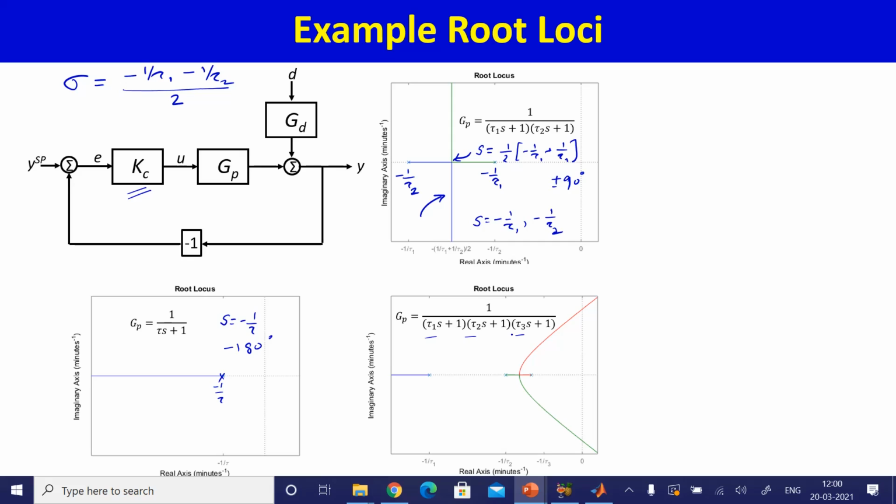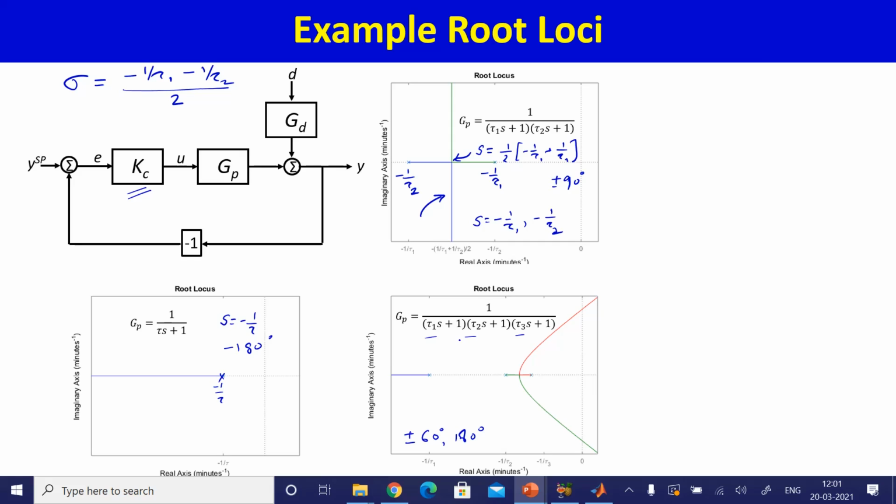So you'll have 3 asymptotes because there are no zeros. These 3 asymptotes will be at an angle of plus minus 60 degrees, and 3 times 180 divided by 3, that's 180 degrees. So here are the 3 asymptotes, you can see.